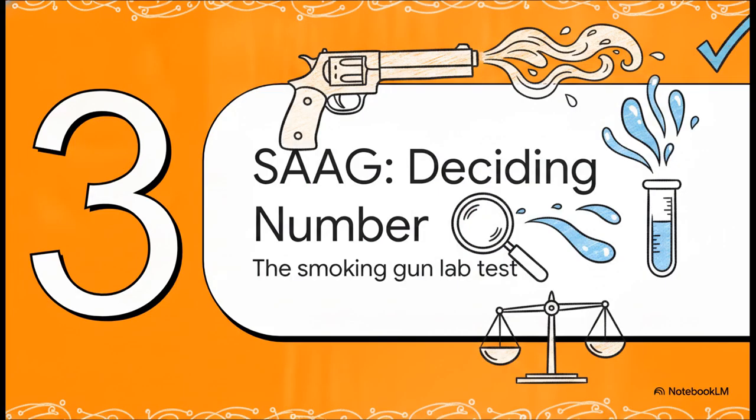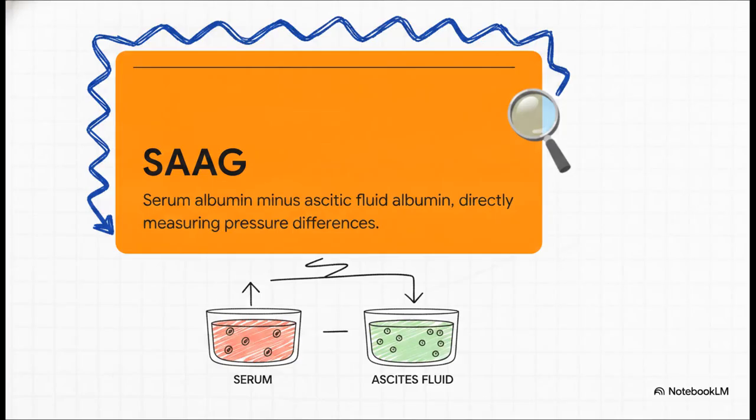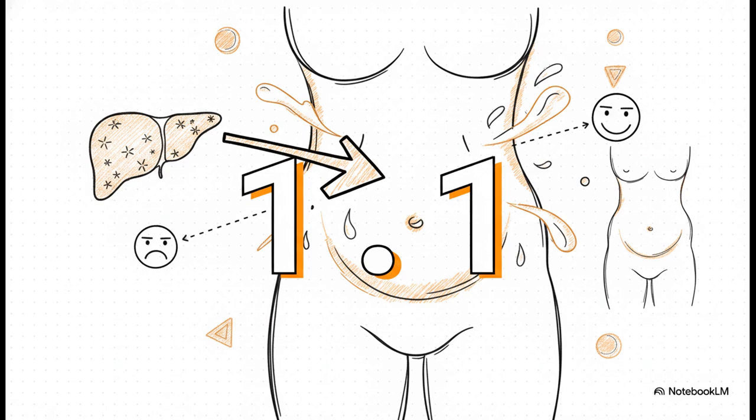Section 3. SAAG, the deciding number, the smoking gun laboratory test. So how do we figure out which one we're dealing with? We use the serum ascites albumin gradient, better known as the SAAG. You calculate this just by subtracting the ascitic fluid albumin level from the serum albumin level. And this brilliant little calculation gives us a direct measurement of the pressure difference between the blood vessels and the peritoneal cavity. And it all comes down to one absolutely crucial number, 1.1 grams per deciliter. That single number is the threshold that pivots your entire diagnostic pathway.